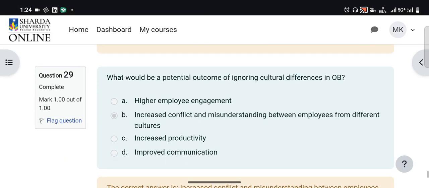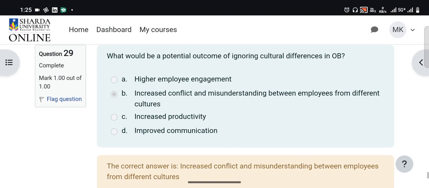Question number 29. What would be a potential outcome of ignoring cultural differences in OB? Option A, higher employee engagement. Option B, increased conflict and misunderstanding between employees from different cultures. Option C, decreased productivity by improved communication. The correct answer is increased conflict and misunderstanding between employees from different cultures.